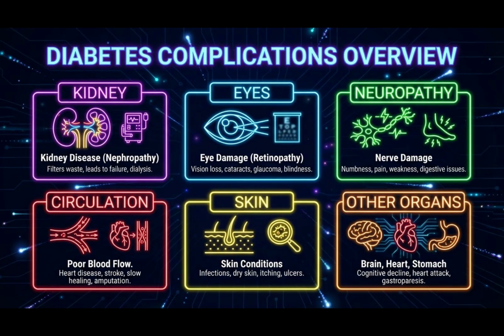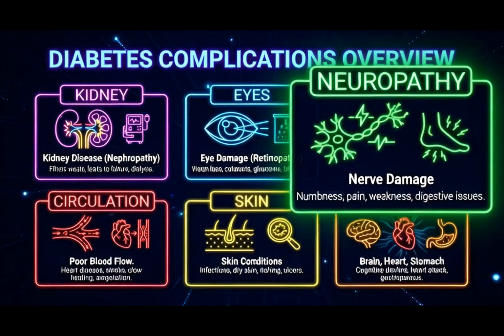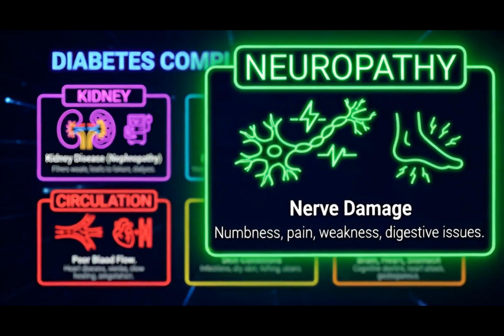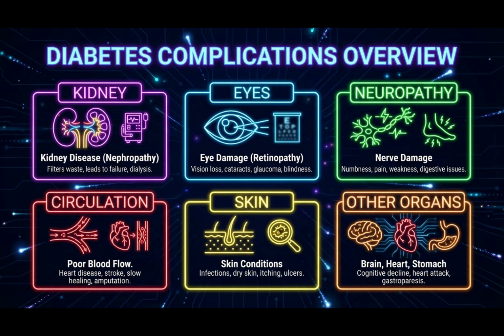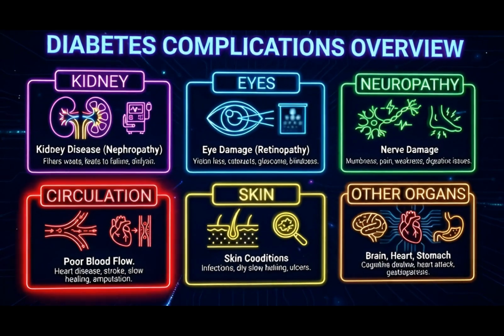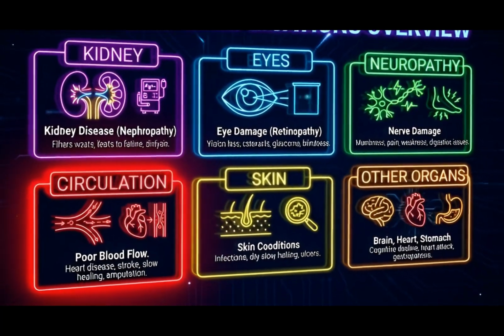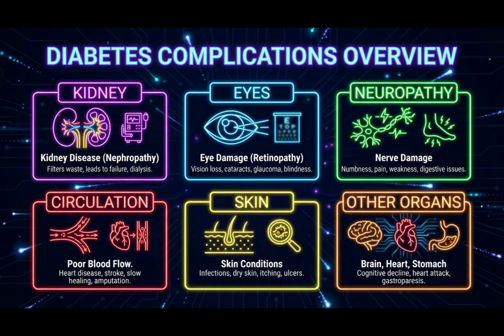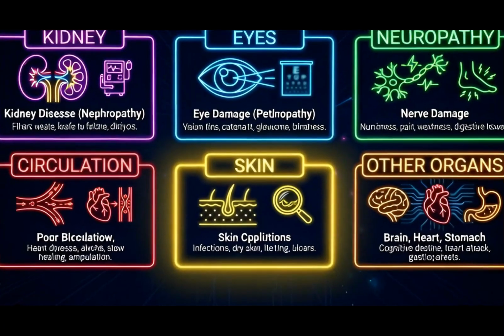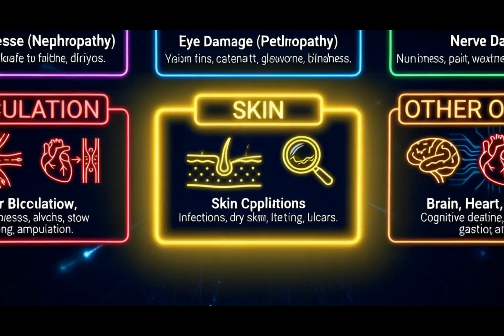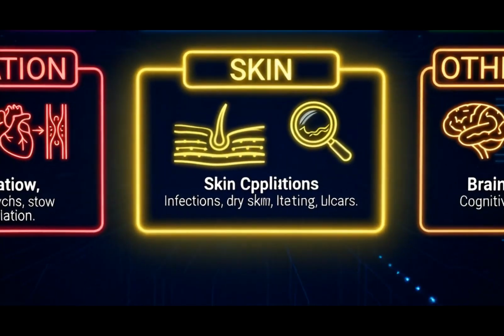To the right, we have neuropathy, nerve damage caused by high blood sugar. Patients may experience numbness, pain, weakness, or digestive issues due to autonomic nerve involvement. On the lower left is circulation problems. Poor blood flow can lead to heart disease, stroke, slow wound healing, and even amputations. In the center bottom, we see skin complications, such as infections, ulcers, dry skin, and itching, all common in poorly controlled diabetes.